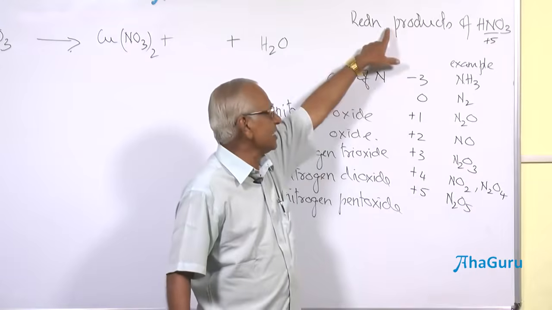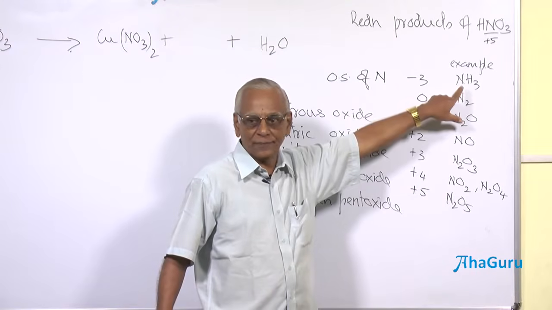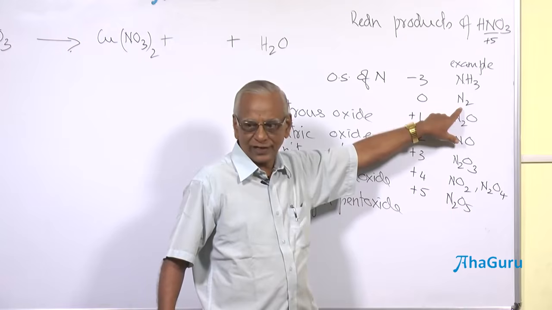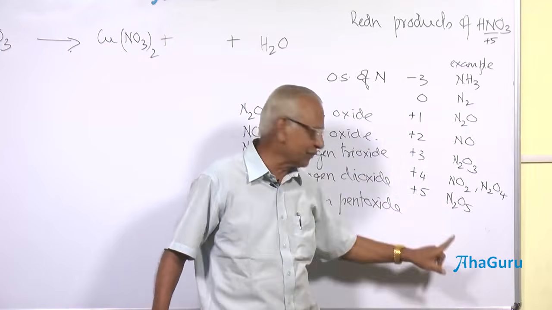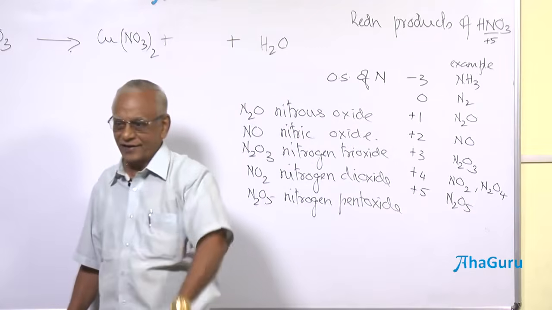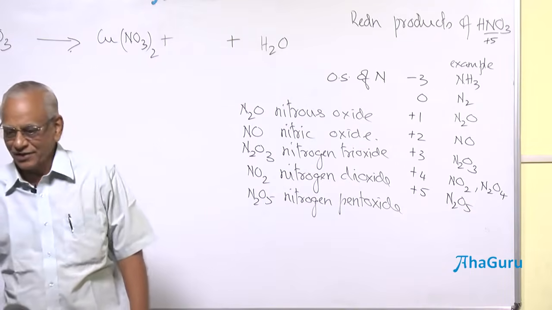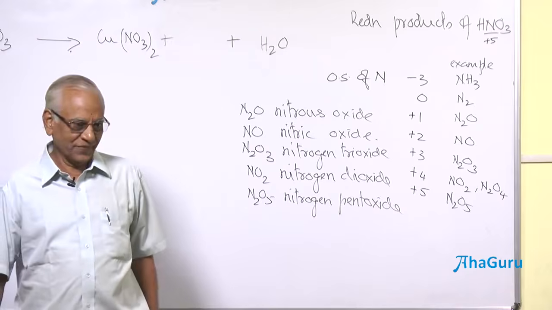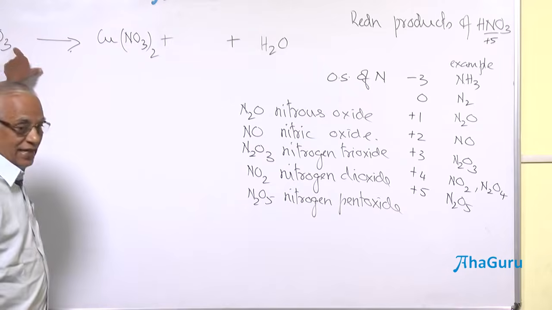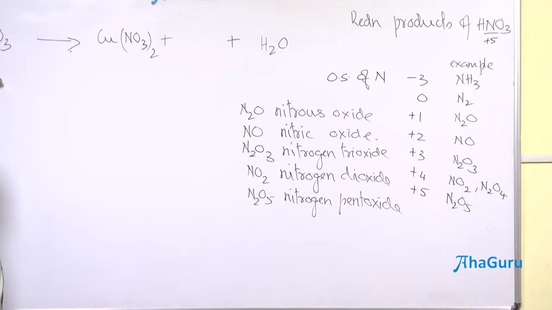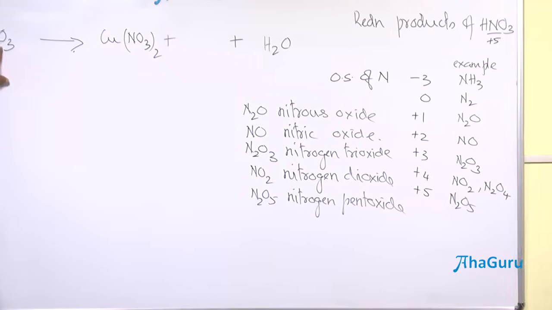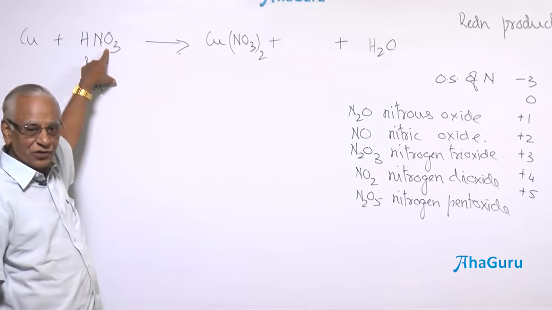Instead, if nitric acid is converted into ammonia, nitrogen gas, N2O, NO, N2O3, any of them excepting N2O5, all of them are called the reduction products of nitric acid, because nitric acid here acts as an oxidizing agent. Besides being used as an acid, it is being used as an oxidizing agent.